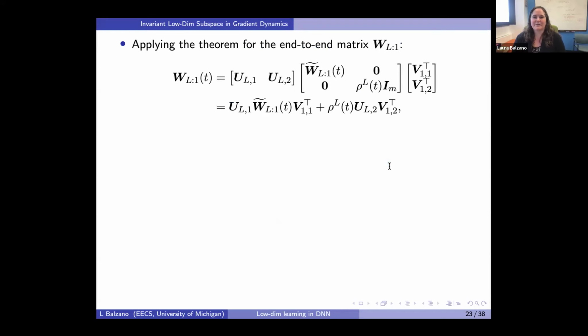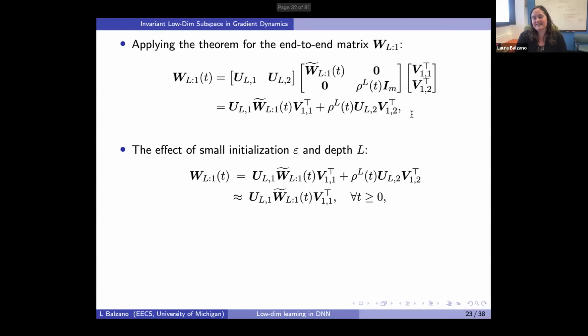Okay, not only that, but when we look at the end-to-end weight matrix, as I said, the U's and V's match up, so they cancel in the product. And we have this W tilde L colon 1 in the middle. So in fact, we can write the end-to-end matrix in this much simpler form, which has the U and V invariant, let's say, training subspace, with the training happening in these W tilde smaller matrices. And then these other parts are orthogonal to the training subspace, having just this rho factor.